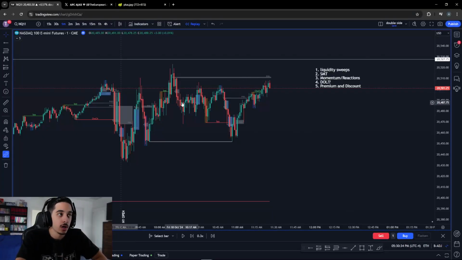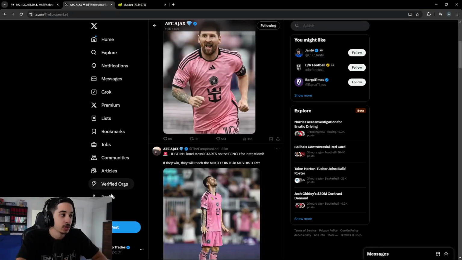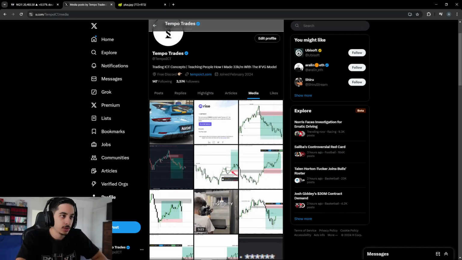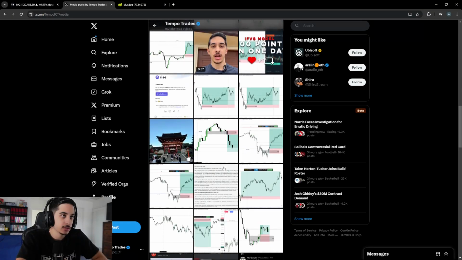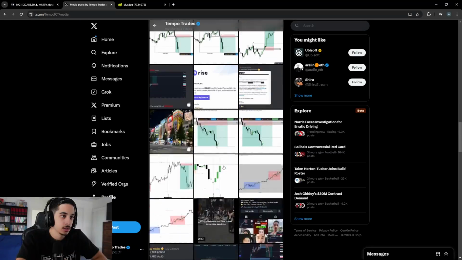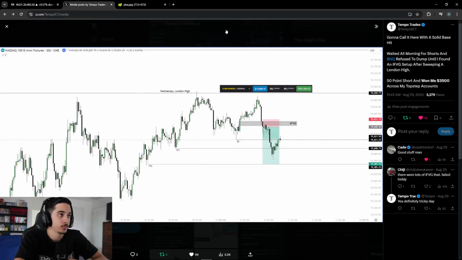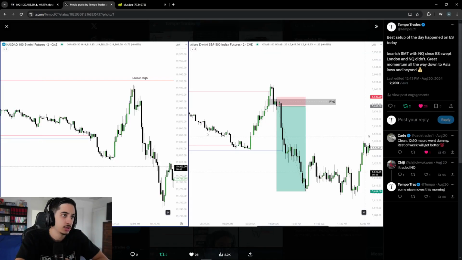Now we're going to talk about SMT. Okay, so let's use my Twitter. Let me find an SMT trade. Had an SMT trade right here. Yeah, so here's an SMT trade.